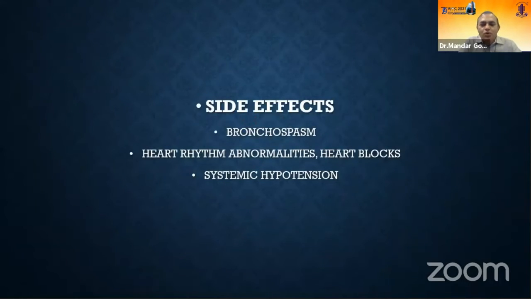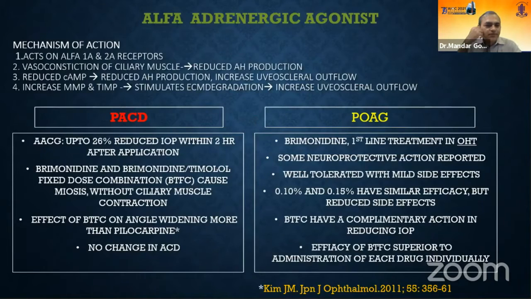The side effects like bronchospasm, heart rhythm abnormalities, and systemic hypotension have to be kept in mind. Then we come to the alpha agonists, which act on alpha 1 and alpha 2 receptors. They cause vasoconstriction of the ciliary muscle and reduce aqueous humor production. They also reduce cyclic AMP, and thereby reduce aqueous humor production in the uvea and increase the uveoscleral outflow.